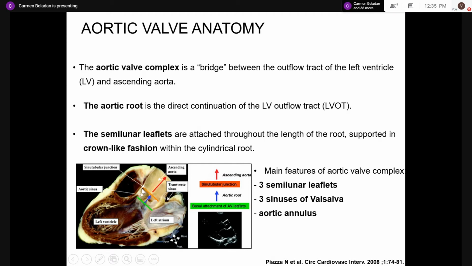This is a cut through the ascending aorta and the aortic root. It's a transversal cut. The main features of the aortic valve complex are the three semilunar leaflets. Here you can see only two of them, the right leaflet and the left leaflet. We have three sinuses of Valsalva. Each sinus corresponds to one semilunar leaflet and the so-called aortic annulus. This is the diameter of the aortic annulus.